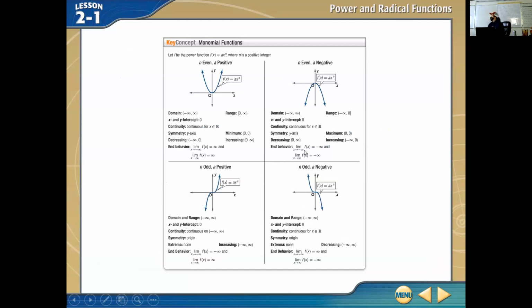Okay, the end behavior is just flipped. Instead of approaching a positive infinity, like we do when n is even and a is positive, when n is even and a is negative, we approach a negative infinity. Okay, you'll also find that instead of having a minimum, we have a maximum. Okay, that's because this extremal point is the highest point in relation to everything else.